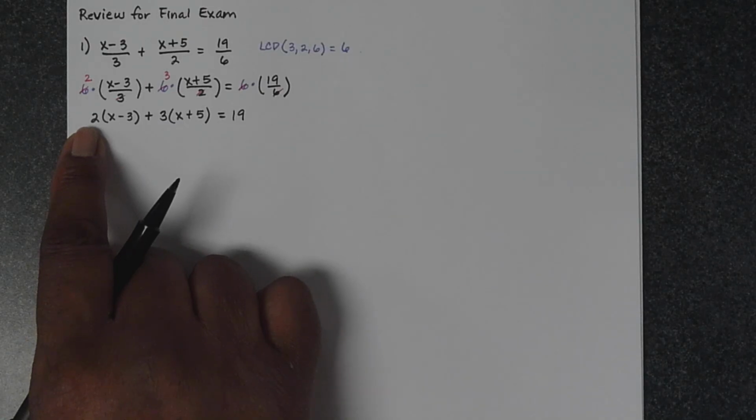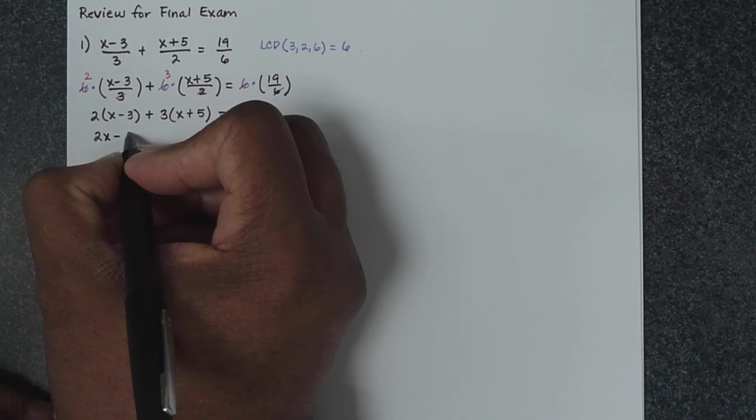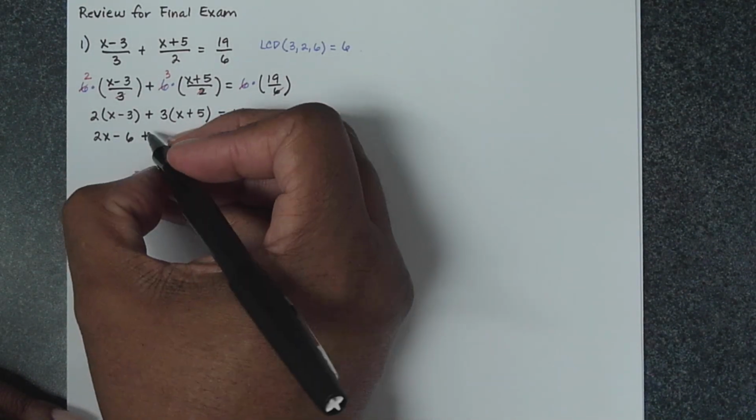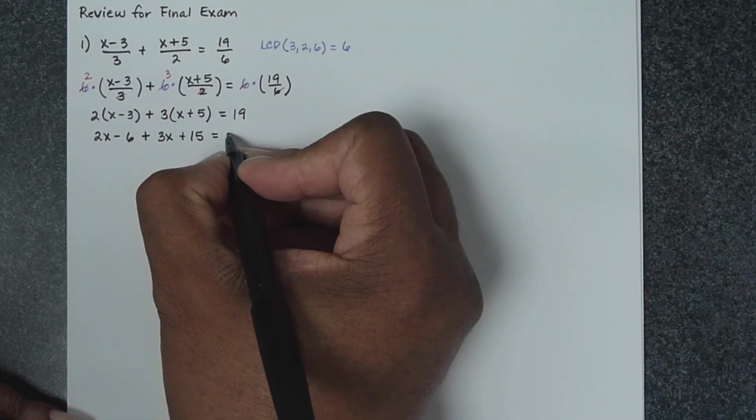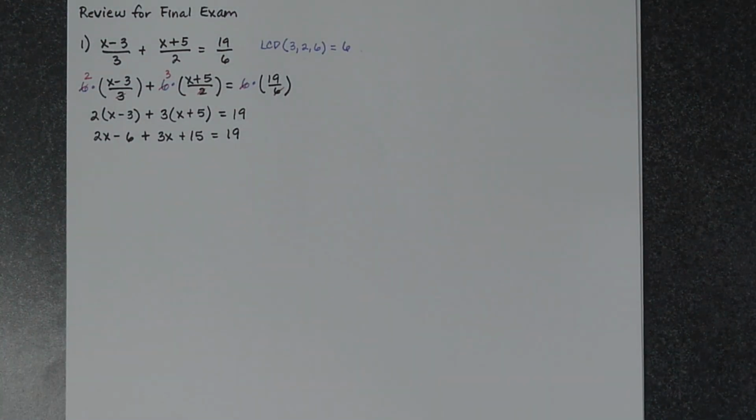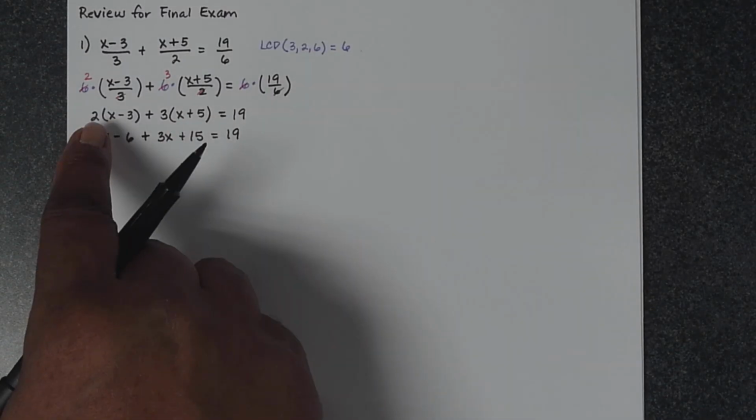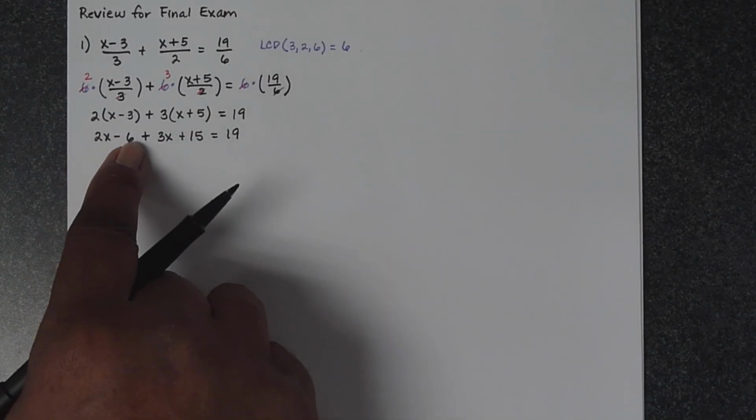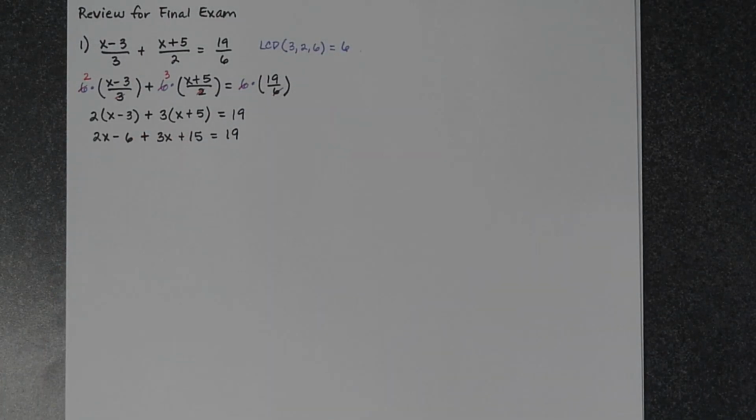If I distribute the 2 over the (x minus 3), I would end up with 2x minus 6, and then plus, distribute the 3 over the (x plus 5), that would be 3x plus 15, that's equal to 19. You want to make sure you distribute the 2 over all the terms in the parentheses and the 3 over all the terms in the parentheses, because 2 times x is 2x, 2 times minus 3 is minus 6, 3 times x is 3x, and 3 times 5 is plus 15.